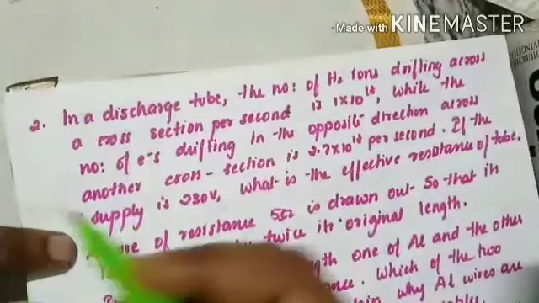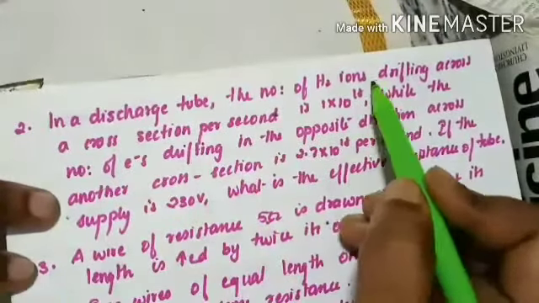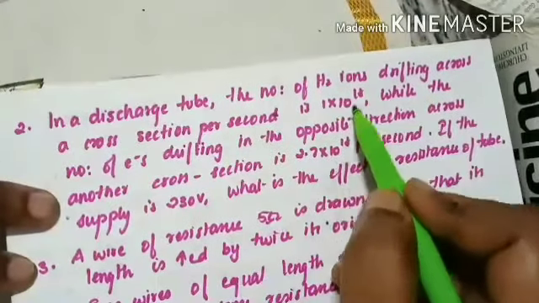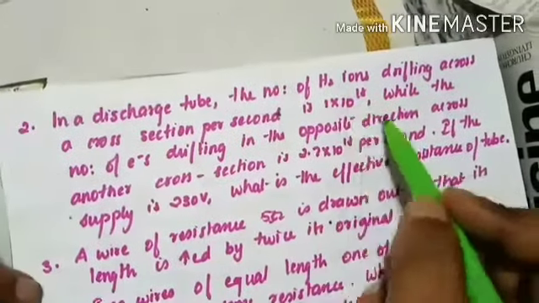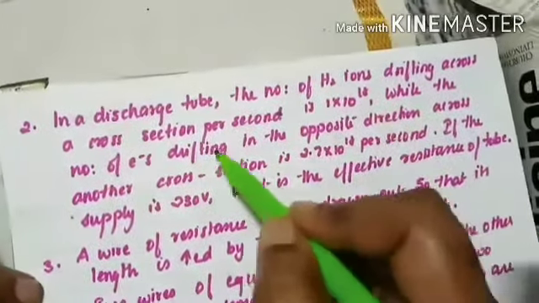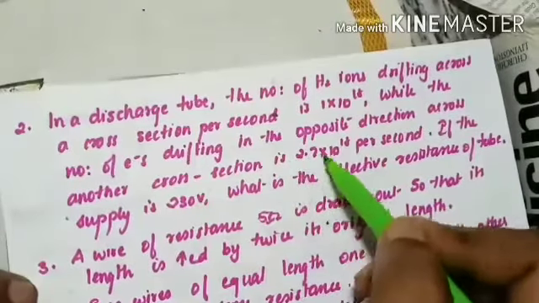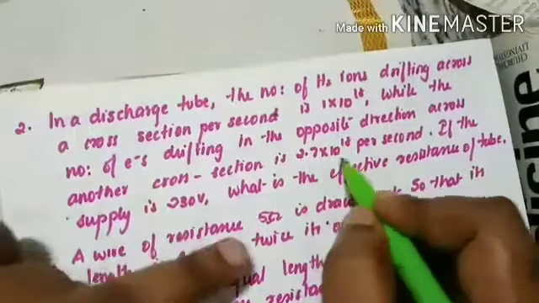Okay. Now let's move on to the second question. You are given a discharge tube and the number of hydrogen ions drifting across a cross section per second is 1 into 10 to the power 18. That is, you are given the number of ions, n. While the number of electrons drifting in the opposite direction across another cross section is 2.7 into 10 to the power 8 per second. That means you are given the number of electrons.